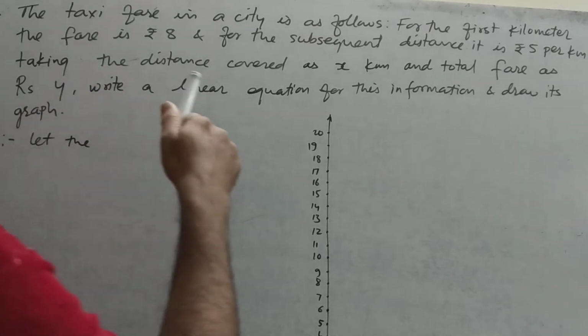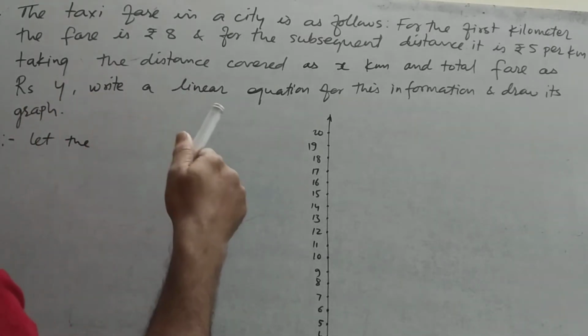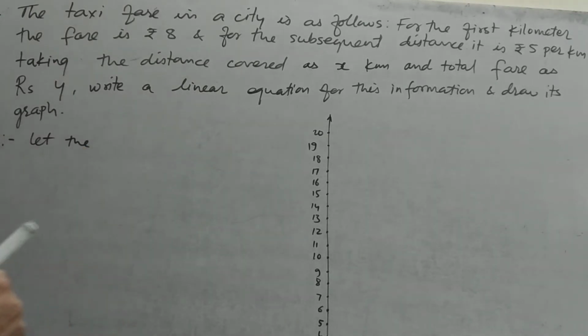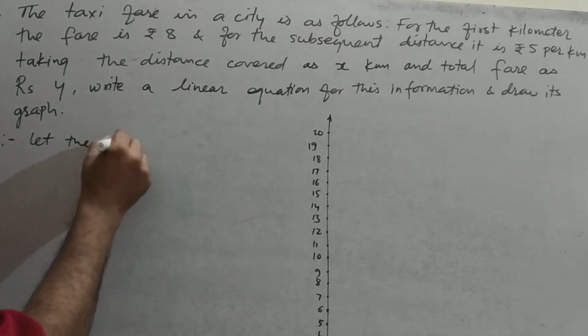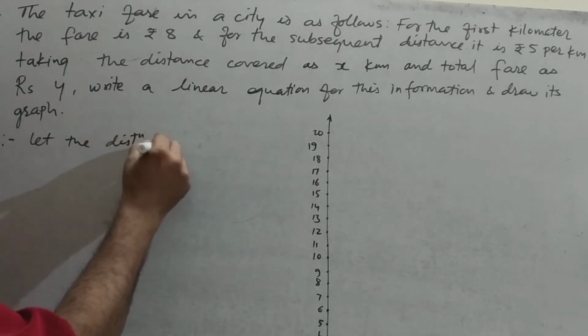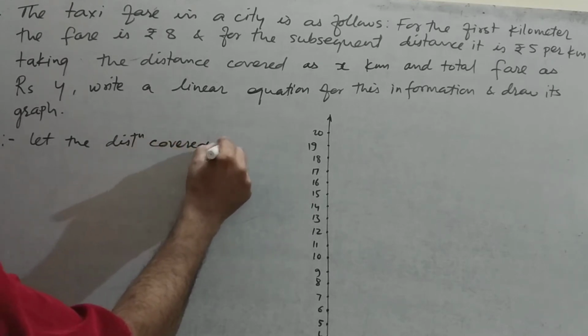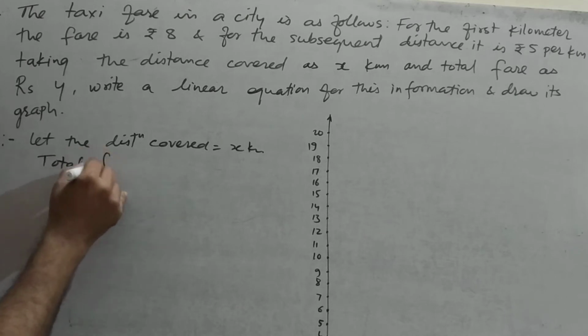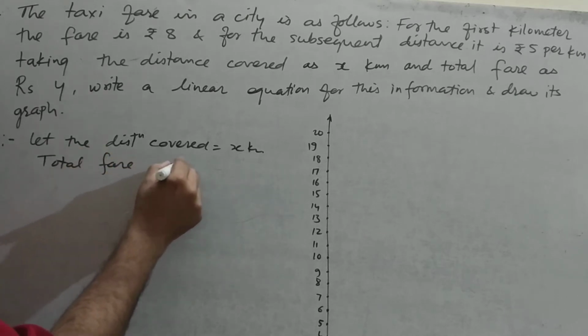The taxi fare in a city is as follows. For the first kilometer, the fare is rupees 8. You have to take the distance as x and the total fare as y. Let the distance covered be x kilometers, and the total fare be rupees y.